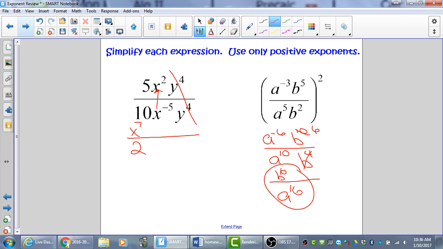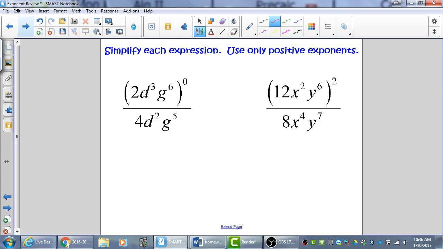Questions on that slide? Let's keep rolling. What's anything to the 0 power? 1, not 0, it's 1. So it's 1 over 4 d squared g to the 5th. I don't even care what we're raising to the 0 power. It doesn't matter, it's all 1, all of it.